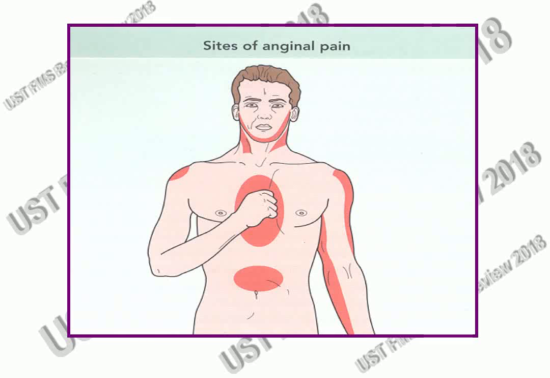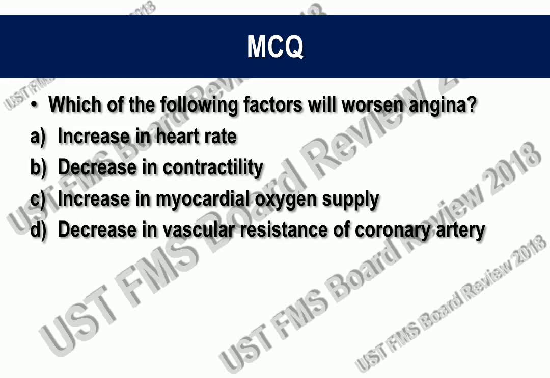So the sites of anginal pain most commonly is retrosternal or substernal, but it can also occur in the jaw, in the neck area, in the left upper limbs, left lower limbs, sometimes in the periumbilical area. Which of the following factors will worsen angina? So increase in heart rate, a decrease in contractility, increase in myocardial oxygen supply, or a decrease in vascular resistance of the coronary artery. So you need to understand what particular factors can worsen or contribute to angina.